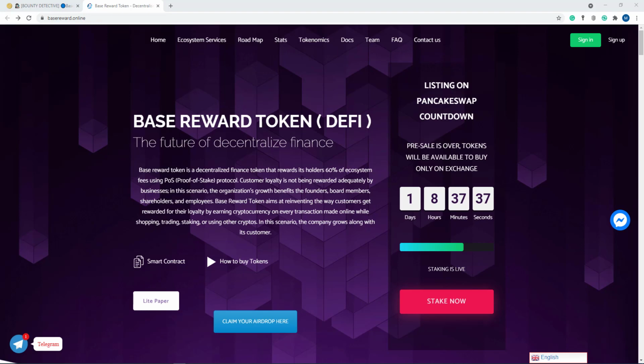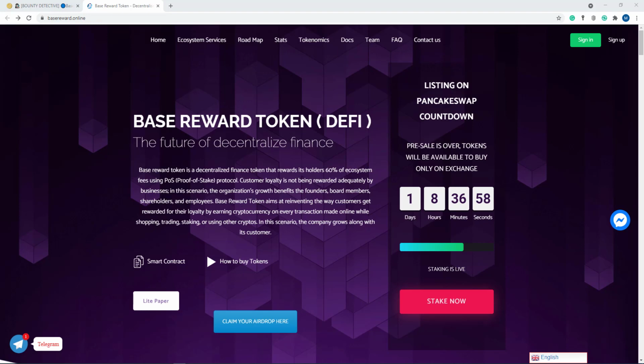Here you can see Base Reward Token DeFi. It's a DeFi project, the future of decentralized finance. Base Reward Token is a decentralized finance token that rewards its holders 60% of ecosystem fees using the POS, proof of stake protocol. Customer loyalty is not being rewarded adequately by businesses in this scenario. The organization's growth benefits the founders, board members, shareholders, and employees.